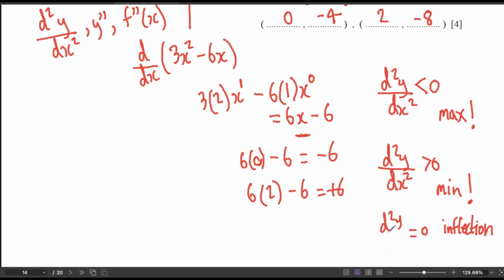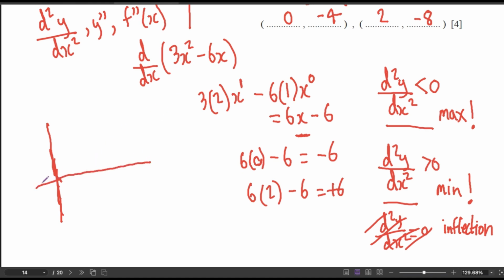But honestly, don't really think about this. We don't need this right now. We just need this, and we need this. So now we don't even know what this curve looks like, but we know 2 things about it. We know it has 2 turning points at 0 and negative 4.